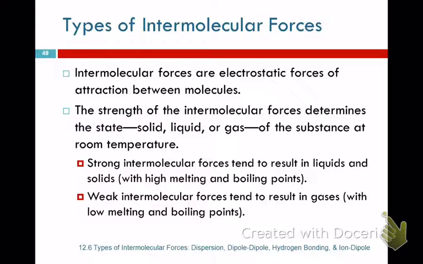So strong intermolecular forces tend to result in liquids and solids, which means they have high melting and boiling points, and weak intermolecular forces tend to go with gases. And so we can kind of see that on the periodic table.